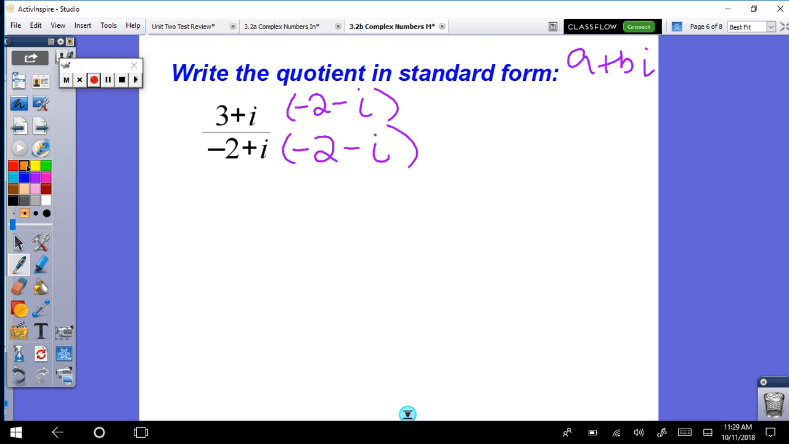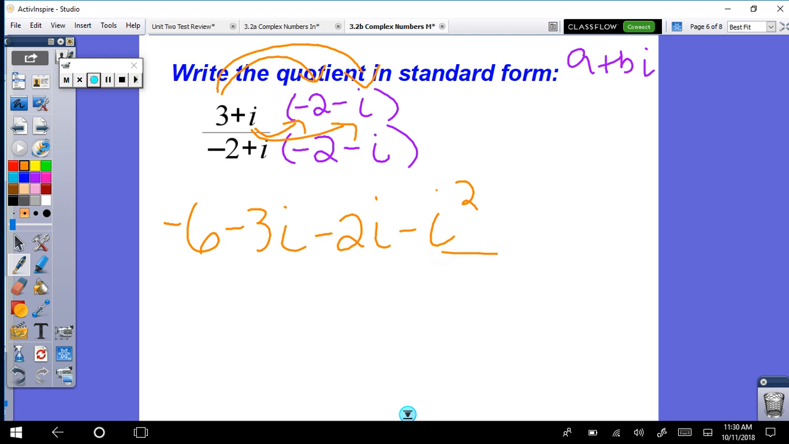So foiling the top, I get 3 times negative 2 is negative 6. 3 times negative I is negative 3I. I times negative 2 is negative 2I. And I times negative I is going to be negative I squared. Remember FOIL: first, outside, inside, last. Make sure you multiply the 3 by each thing, and then the I by each thing.